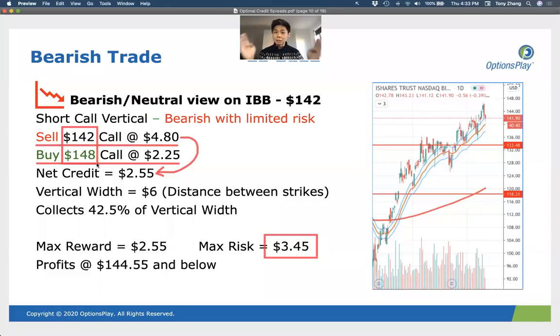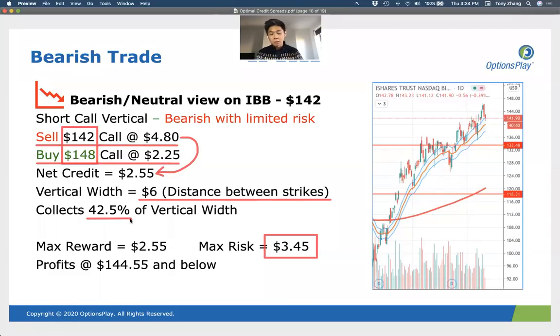Now, in this example, just like before, we're trading a vertical spread that is a 142, 148, which, as we said before, the distance between the two strikes is the maximum amount of capital that's at play. So that's $600 per contract. So when you have a vertical width of $6 and you're collecting $2.55, before in the previous bullish example, $2.15 was about 36% of the vertical width. Here, we're collecting $2.55. We're really getting a little bit more income for it. And what that equates to is now 42% of the vertical width.